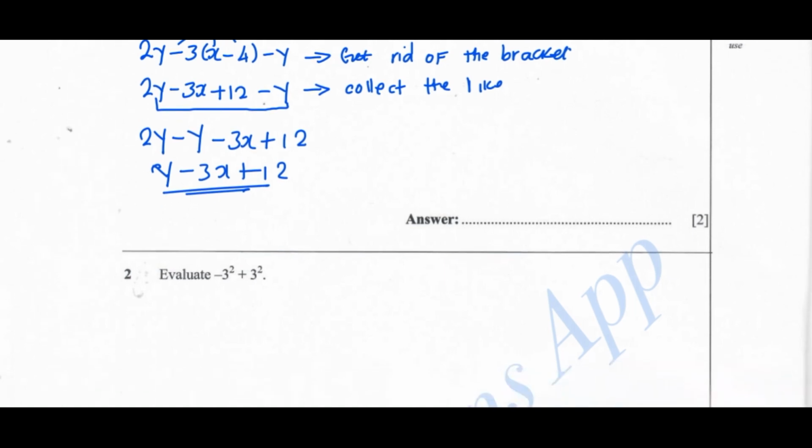Now we can move on to question 2. Evaluate. To evaluate simply means to find the actual numerical value. Now here I want you to see the difference. There is a difference between negative 3 raised to the power 2, where we have negative 3 in brackets, and negative 3 squared. Whenever we don't have the brackets, this means that only the 3 is squared.